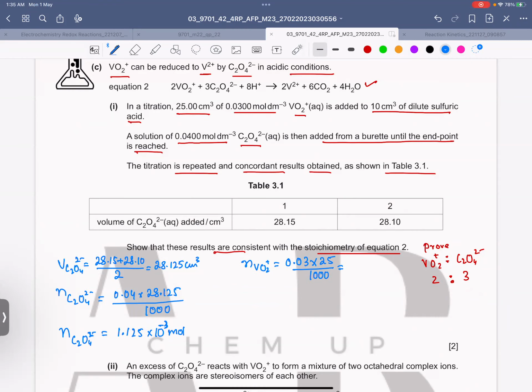Sir, we can't take the ratio yet, we need the moles of VO2 first. Now we will take the ratio after finding the moles of both. 7.5 × 10^-4. So here we got the moles of VO2+ and we have got the moles of C2O4. Minus 4, thank you.